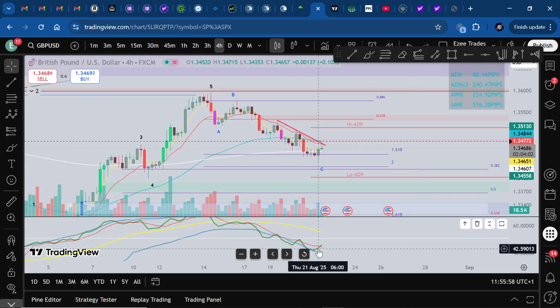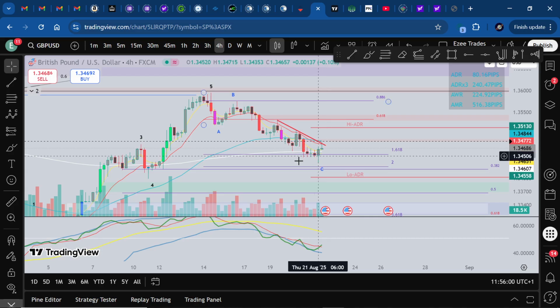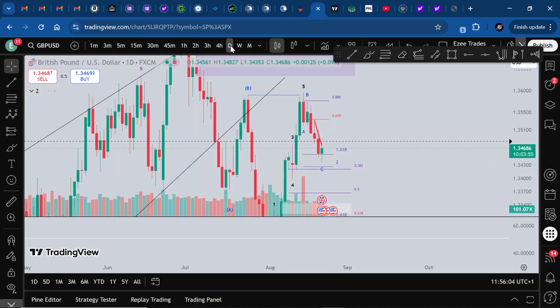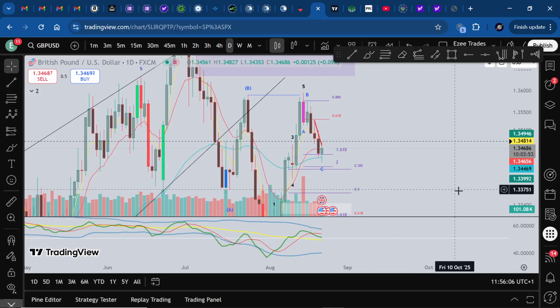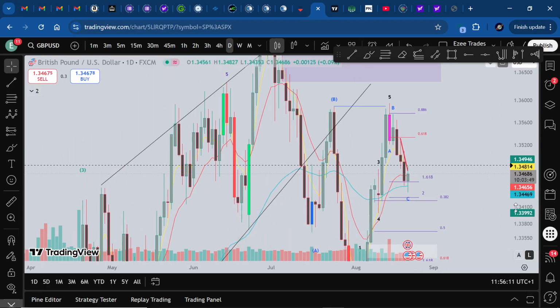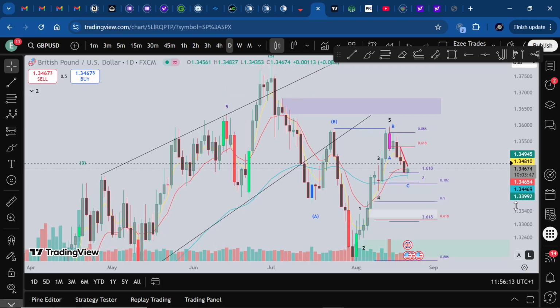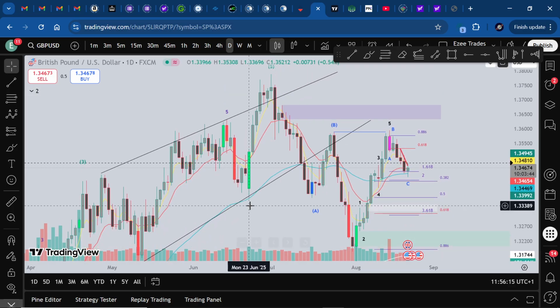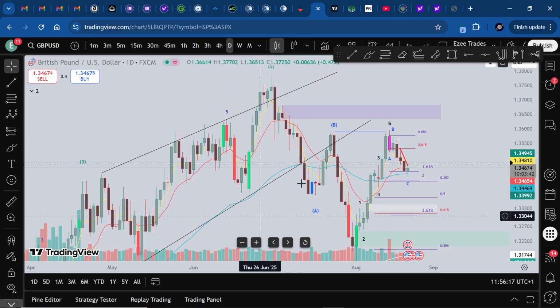We have slight bullish divergence on the 4 hour time frame just below here, and on the daily time frame we do have price at the 50 EMA, which is powerful support. The 50 EMA on the daily is strong support. I mean, look at what it did when it tapped here. We got our new high from there.